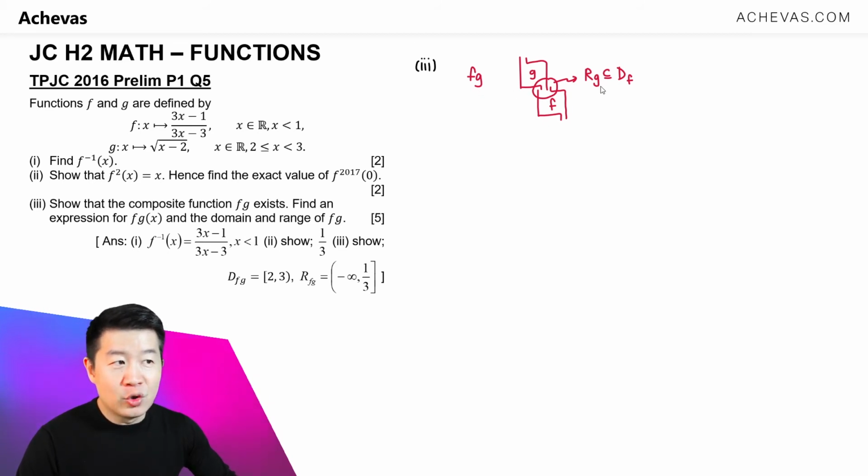We already have the domain of f. It is given to me as x less than or equal to 1. What we don't have is the range of g. So what we want to do is to find the range of g. And to find the range of g, I'm going to sketch a graph for g. So if I were to sketch that graph for g(x), it is going to look something like this. This is the x-axis. This is going to be the y-axis. And my graph is going to look like this.